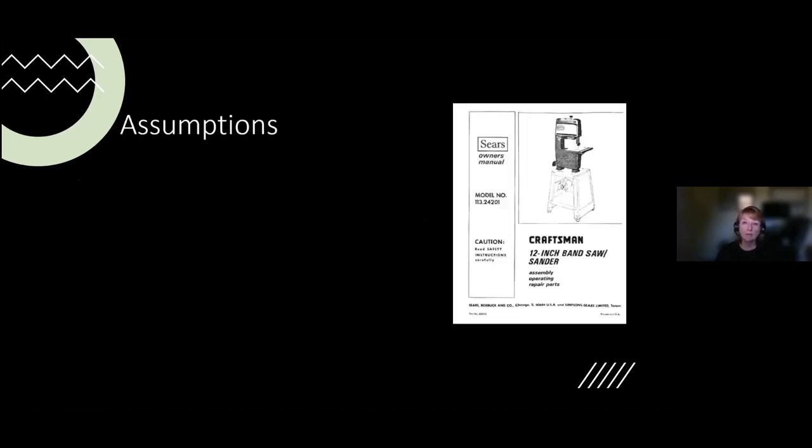So the third building block is assumptions. And assumptions are like an owner's manual. I went out looking for owner's manuals online last night, and I thought this was a good one. So this is an owner's manual for a 12-inch bandsaw and sander. And I look at that, that looks like a dangerous piece of equipment.